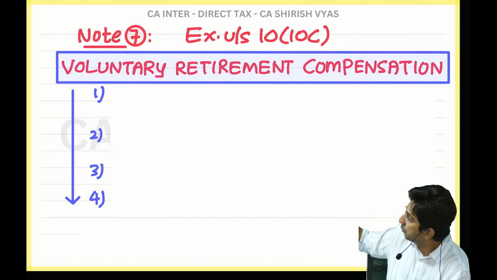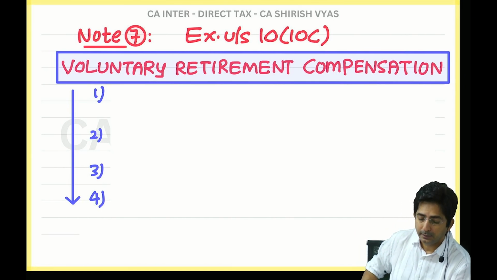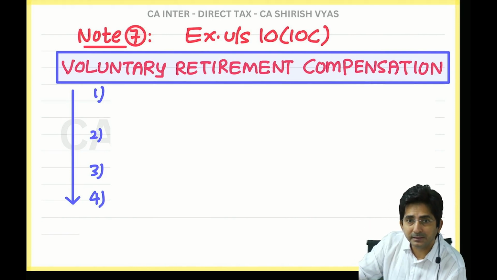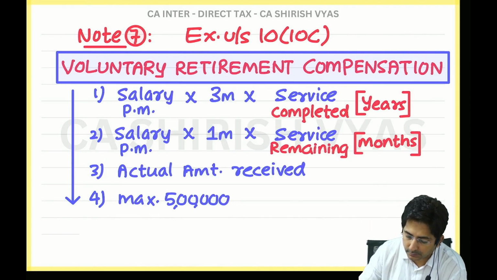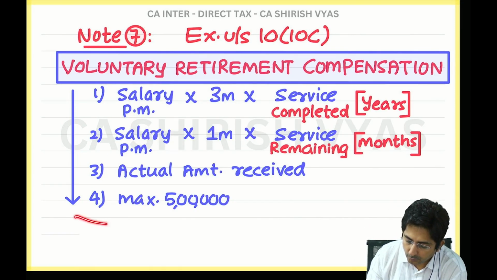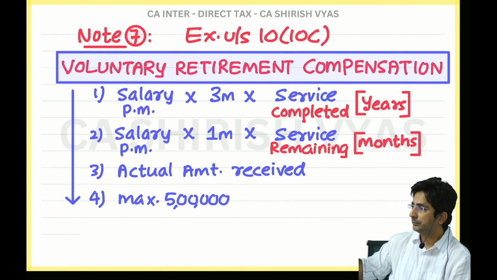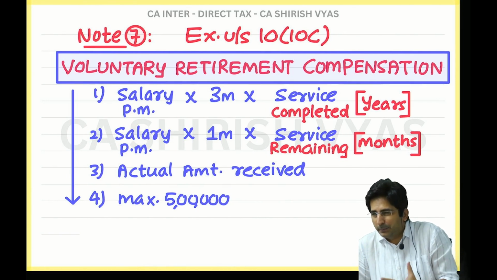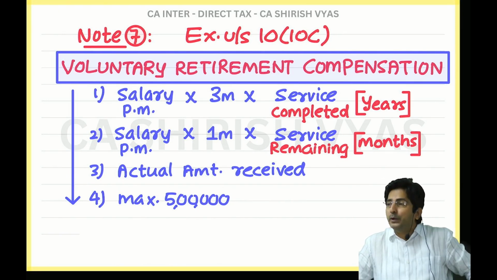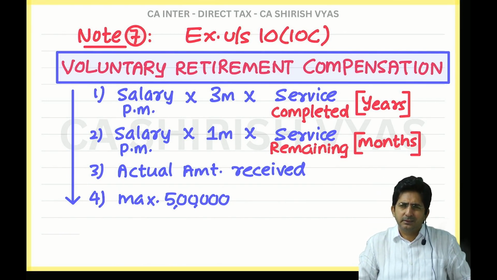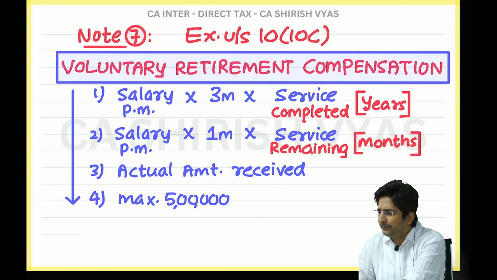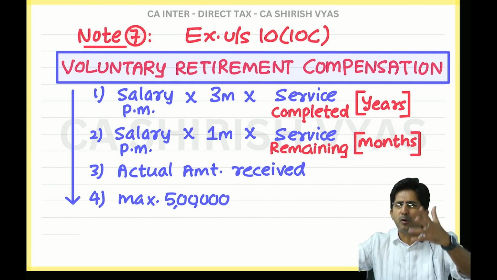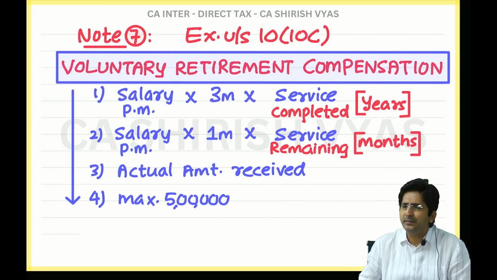And what is the rule? 1, 2, 3, 4, whichever is less. Can you guess that one amount will be a fixed amount? 5 lakhs. Let us go in reverse. One amount is fixed at 5 lakhs; a maximum of 5 lakhs will be exempt. But actually this 5 lakhs has become a little outdated. The government should revise this amount. 5 lakhs is nothing, because in VRS nowadays, if anyone leaves, you get big amounts like 40 lakhs or 45 lakhs. So 5 lakhs is a very low limit.